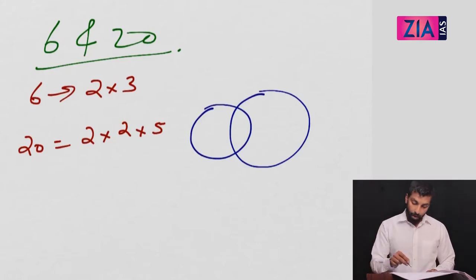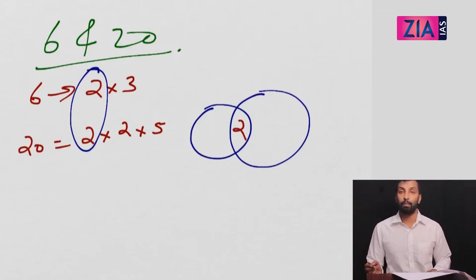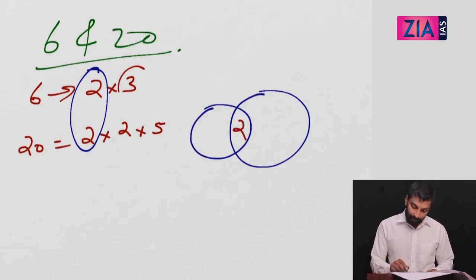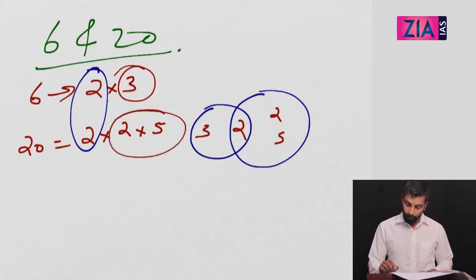Now what is common here? If you see here, 2 is common in both, right? So let's write that 2 inside, that is common for both. What is left out? 3 is here, let's write that 3 here. 2 and 5 is here, let's write that 2 and 5 here.